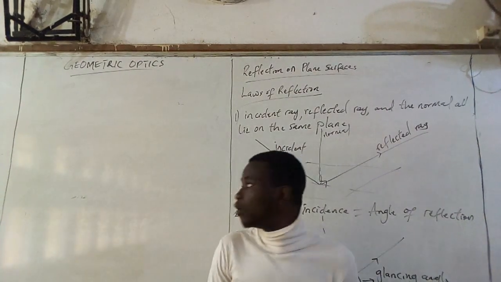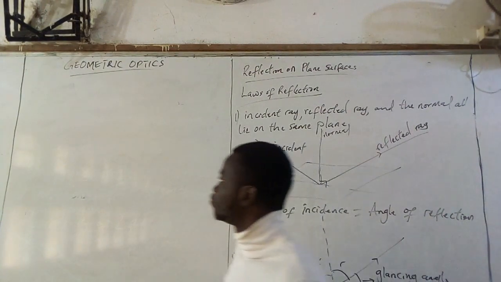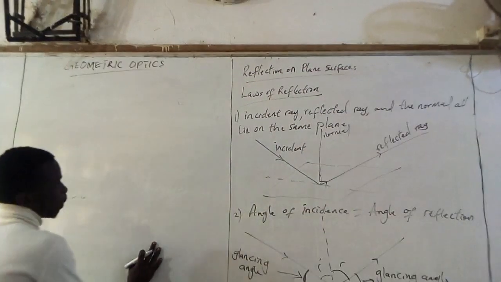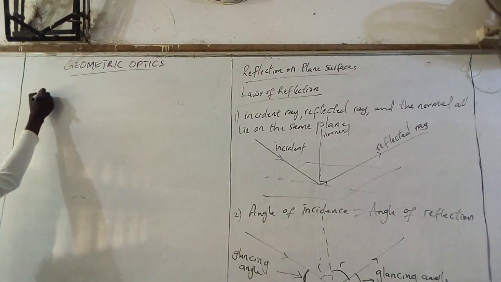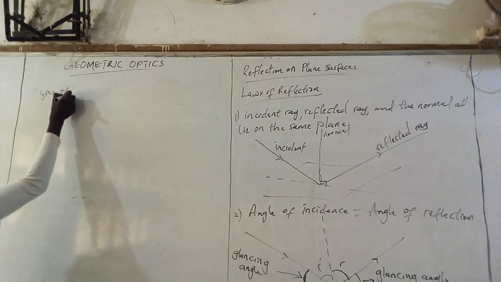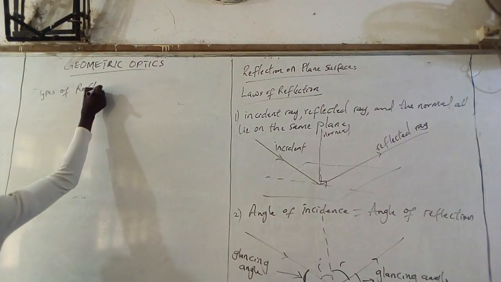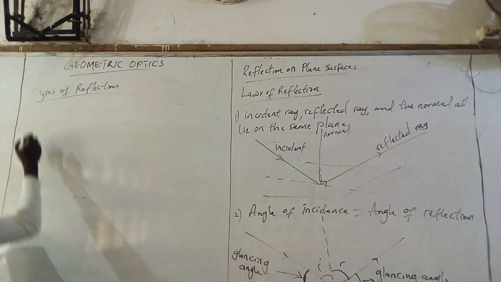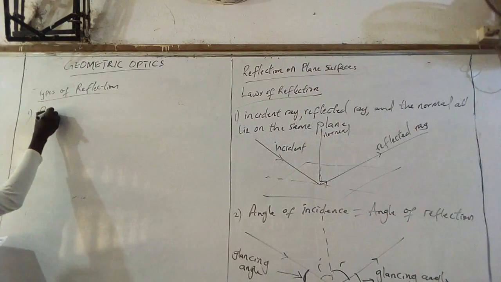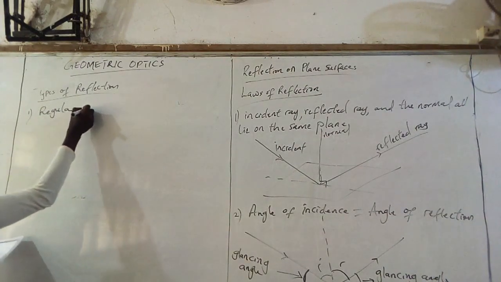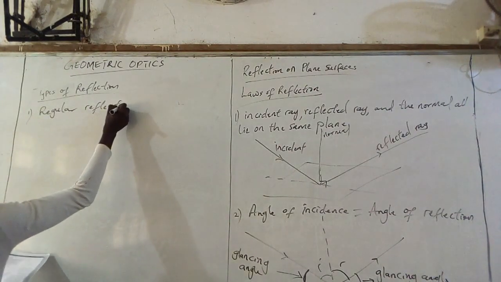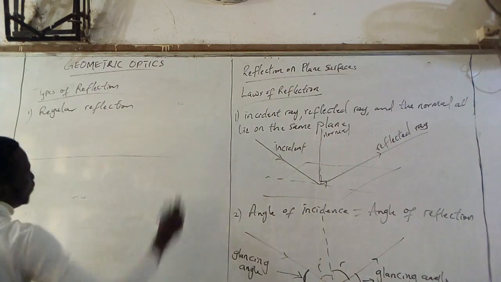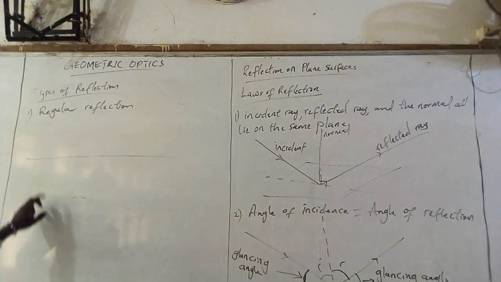Also, we have two types of reflection. The first one is the regular reflection. So when you have a plane surface, this is how regular reflection is formed.